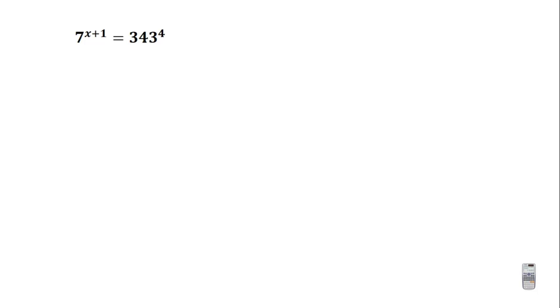Now this is what I mean. We have 7 on the left-hand side and 343 on the right-hand side. So we are going to reduce 343 such that it has a base of 7. We are going to reduce 343 to index form such that it has a base of 7. So this means that 7 exponent a certain number will give us 343. 7 exponent a certain number, we don't know that number. 7 exponent a certain number will give us 343.